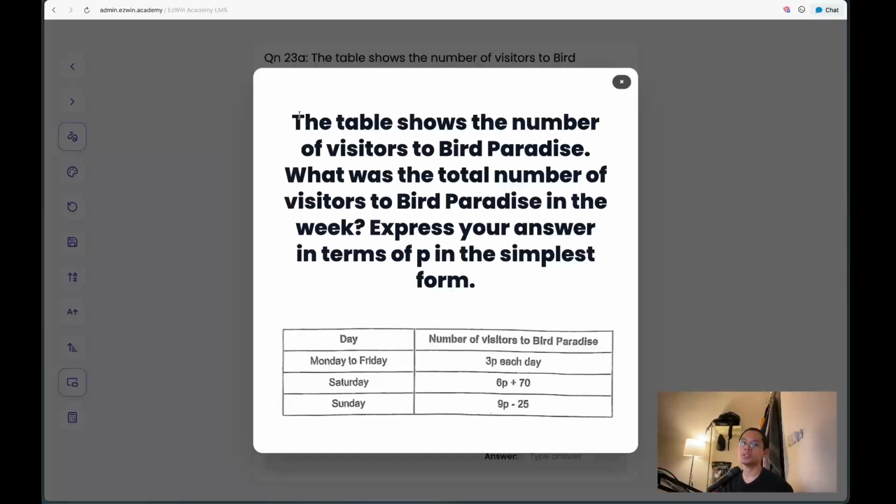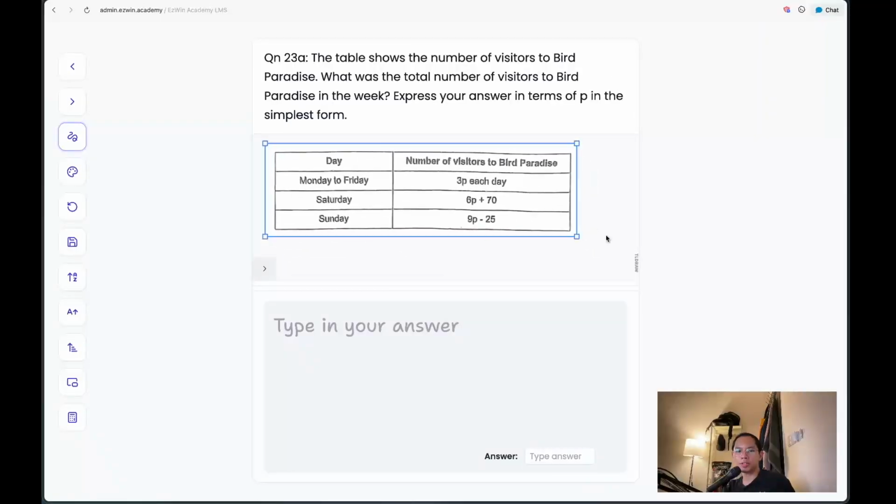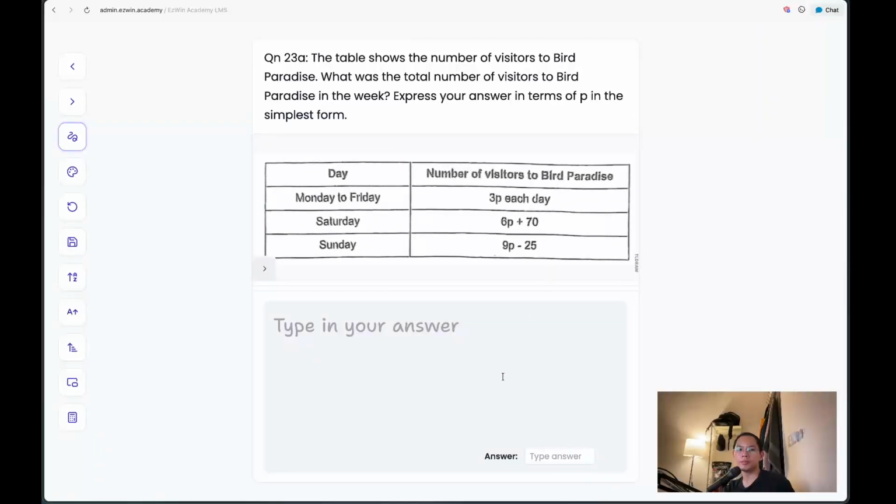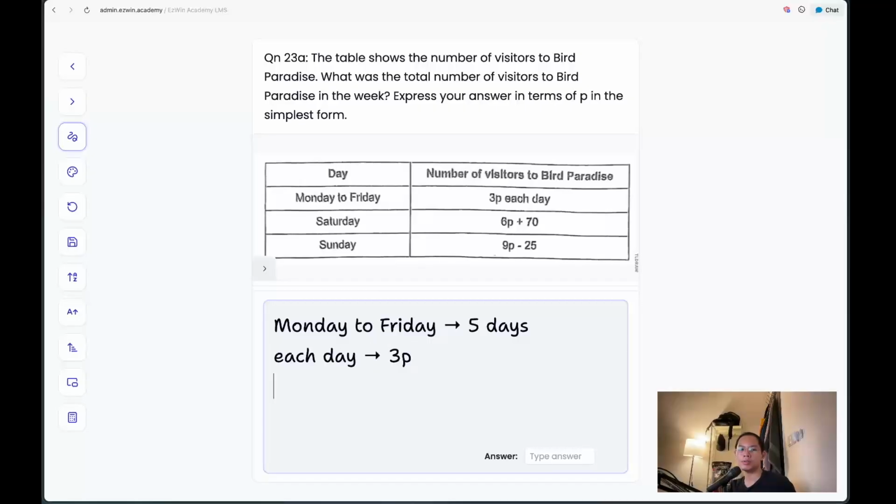Okay, question 23, part A. The table shows the number of visitors to Bird Paradise. What's the total number of visitors to Bird Paradise in a week? Express your answer in terms of p in the simplest form. So from Monday to Friday, let's just zoom this in. Monday to Friday is equal to 5 days. So each weekday is equal to 3p.